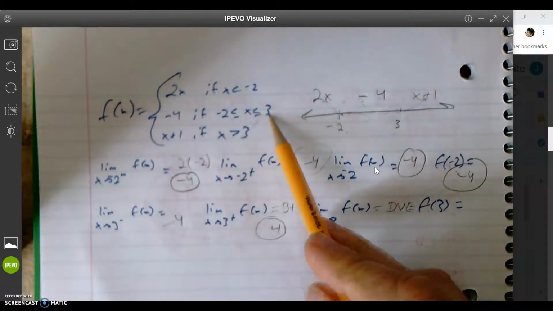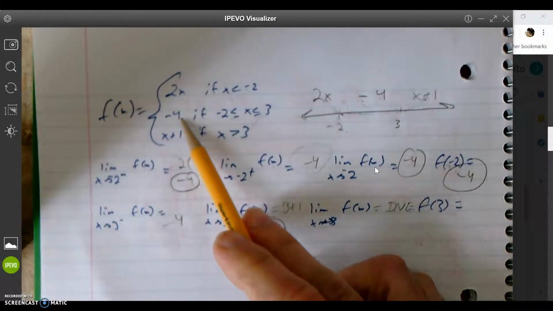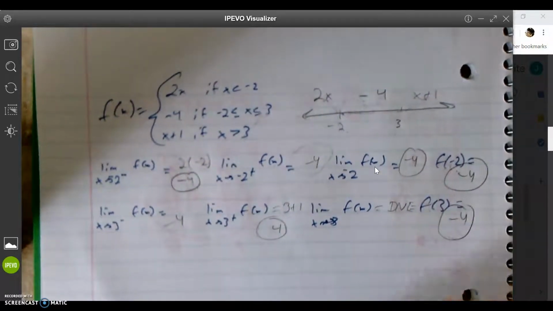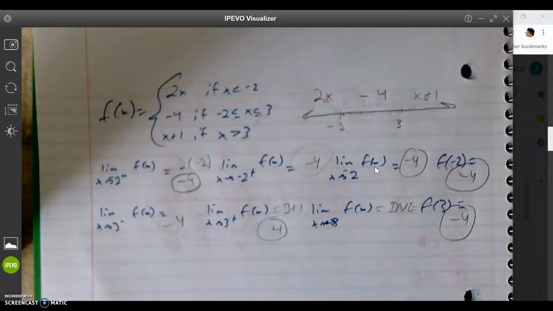Always look at the equal sign right here. So the point equals 3, so this is where the solid dot would be. So that would be, bam, -4. Got it. Cool. All right, let's write down the next one.